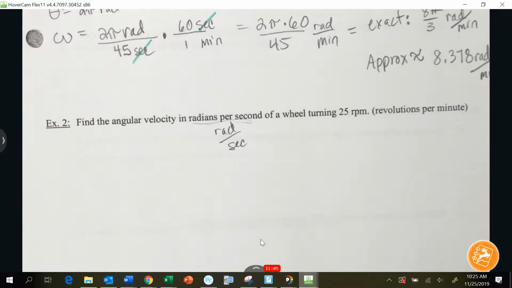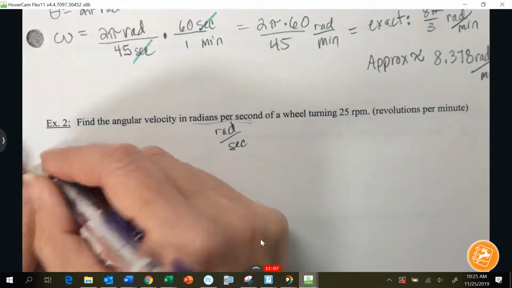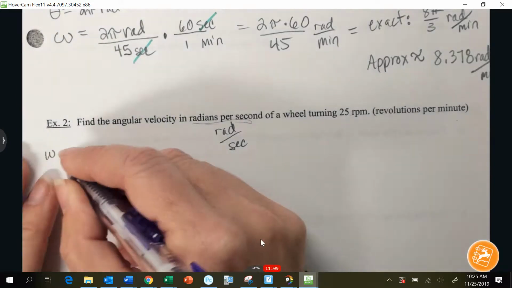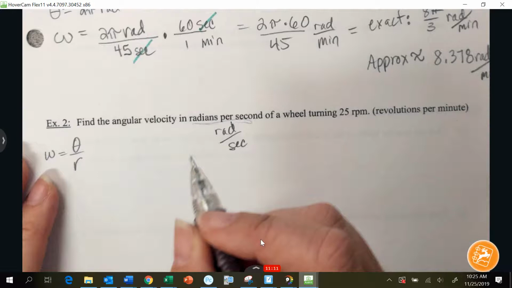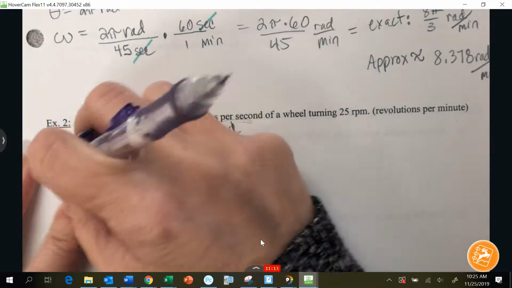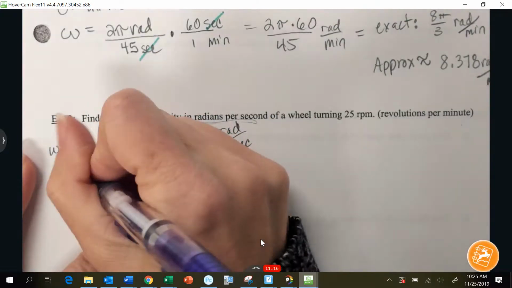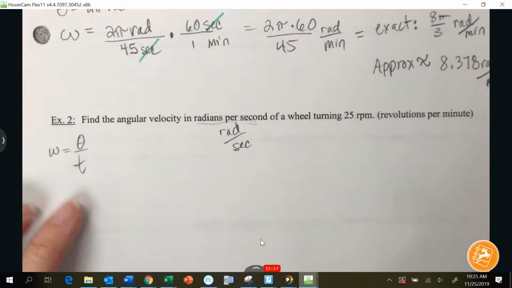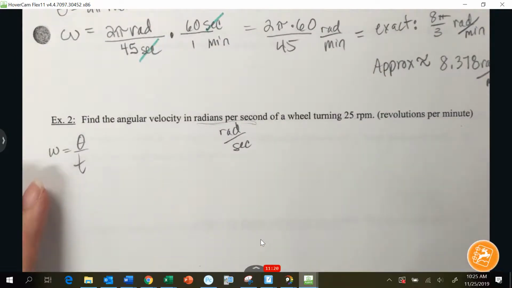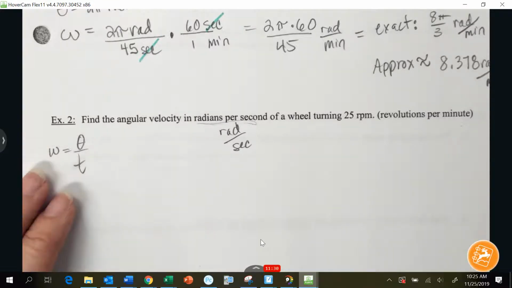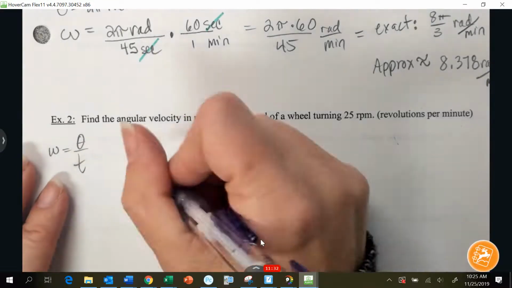So I'm going to try my first angular velocity formula, that is omega equals theta divided by t. Sorry, I looked at it too quick. Theta divided by t. Theta would be how many revolutions? 25. So theta is going to be here.